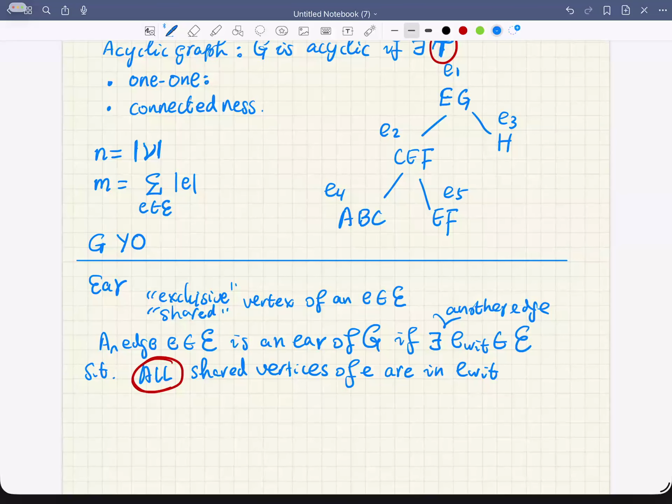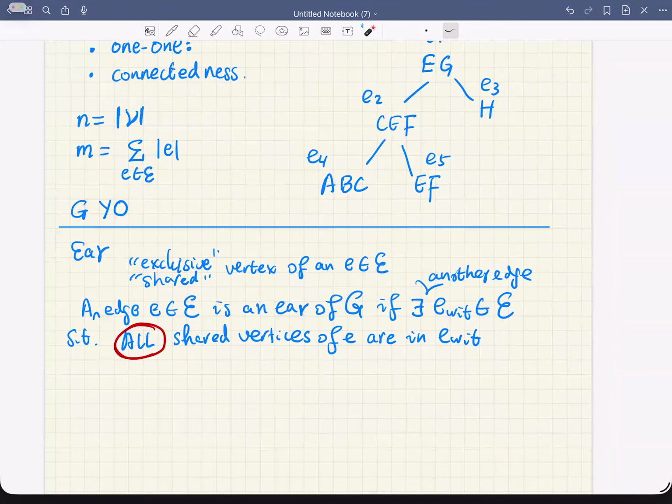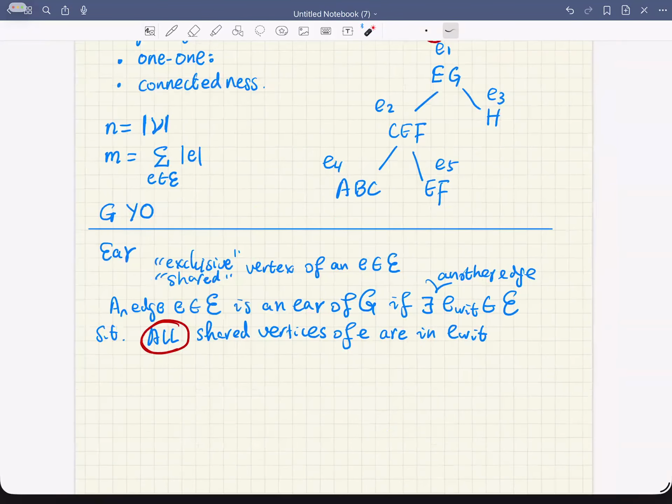But how come I said it's not an ear? Come on, guys. I said there must be a witness edge containing what? All of the shared vertices. All of them. Of course, every shared vertex will belong to some other edge because that's the definition of shared. But the important thing here is, there must be another witness edge containing all of them. You see what I mean? So E2 is not an ear.